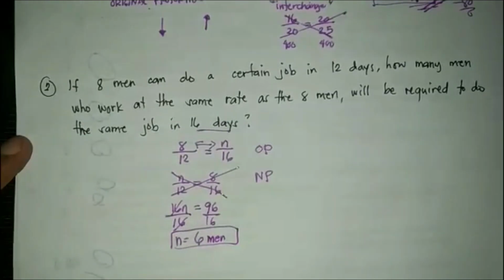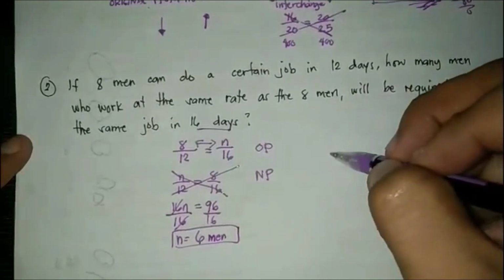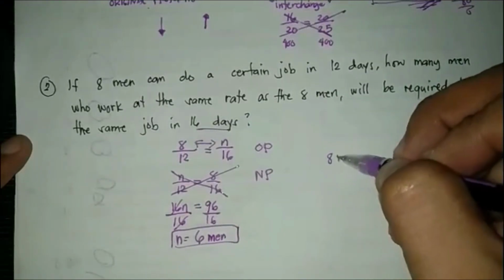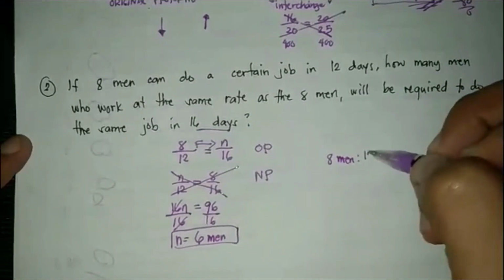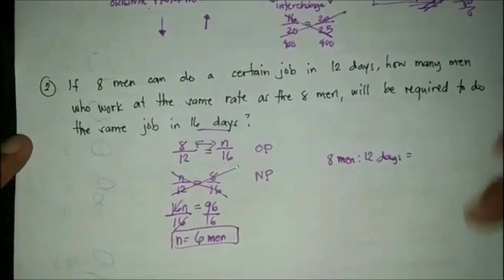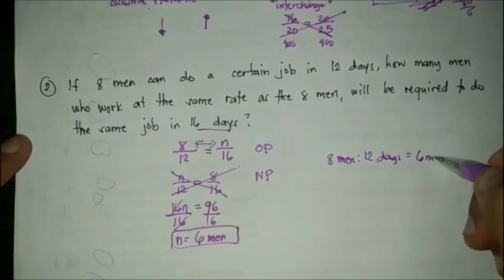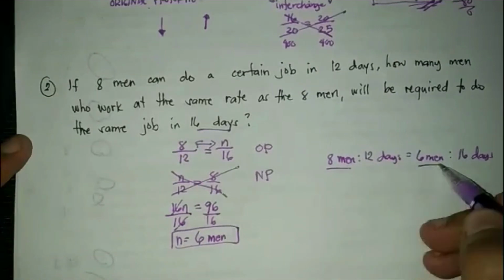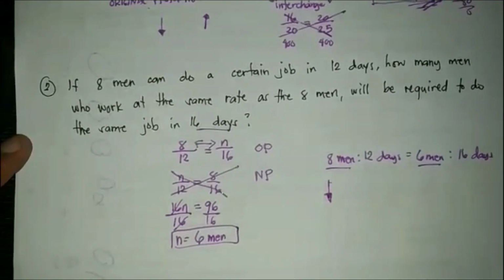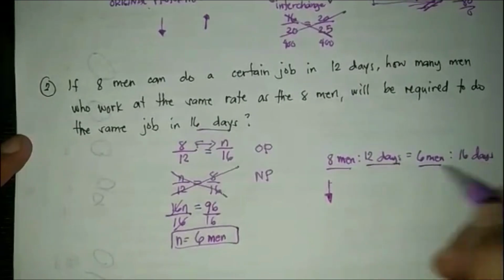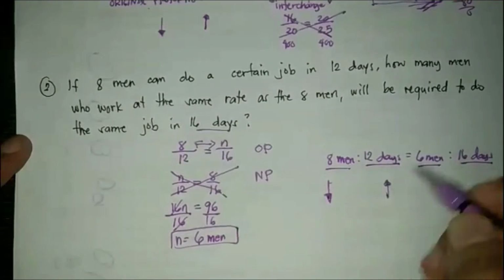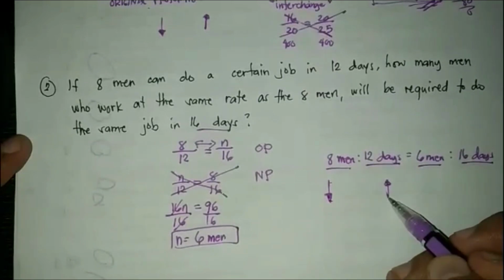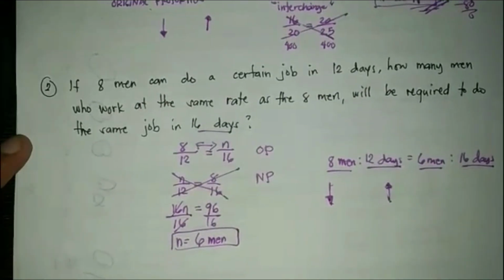So tingnan natin kung correct. Using colon form, 8 men is to 12 days equals 6 men is to 16 days. Pansinin natin, yung unang quantity from 8 men to 6 men, so decrease. Yung other quantity, from 12 days, naging 16 days, so nag-increase. So, one quantity increases, other quantity decreases, so inverse. Okay, gets?